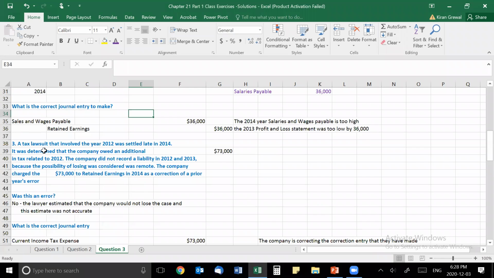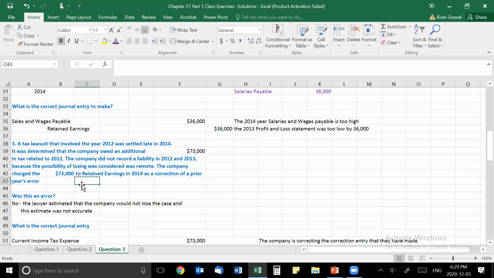Number 3, a tax lawsuit that involved the year 2012 was settled in late 2014. It was determined the company owed an additional $73,000 in tax related to 2012. The company did not record a liability in 2012 and 2013 because the possibility of losing was considered remote. The company charged the $73,000 to retained earnings as a correction of a prior period error. So you need to go back to the rules around contingent liability in order to be able to understand what they did here.